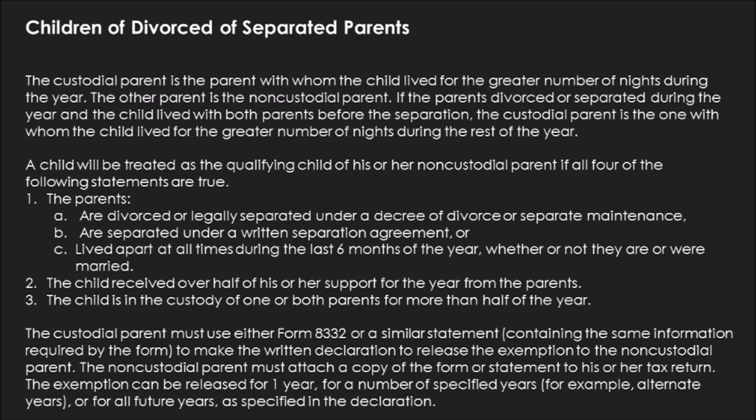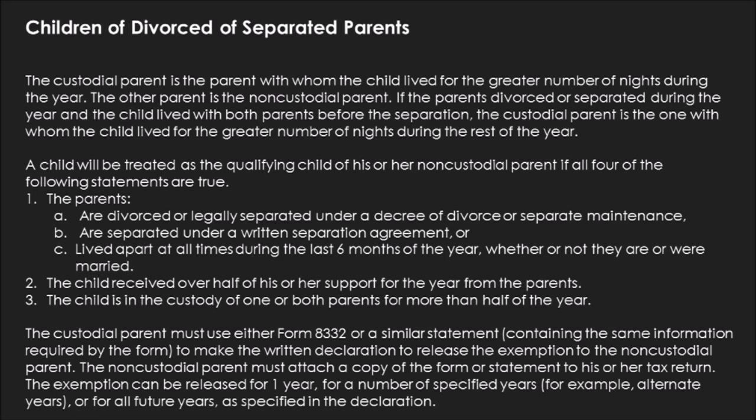Whether they were married or not, the child had to receive over half of their support from the parents, and has to be in the custody of one or both of the parents for more than half of the year. Now the noncustodial parent is allowed to claim the child. The custodial parent must use Form 8332 to release their exemption to the noncustodial parent. This has to be attached to the tax return.